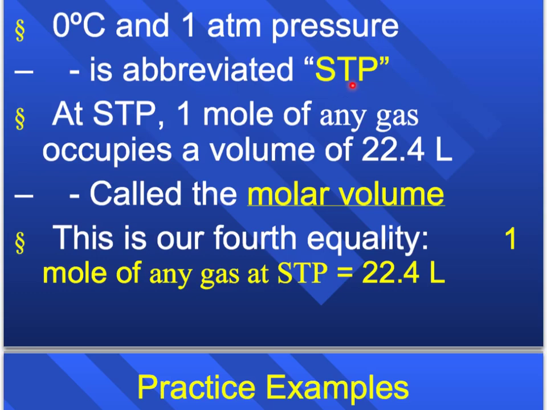And so the standard temperature that we measure at is 0 degrees for gases, and our standard pressure is 1 atmosphere. So at STP, 1 mole of any gas occupies a volume of 22.4 liters. And this goes for all gases. So if I have 1 mole of any gas, doesn't matter what it is, it's going to take up a volume of 22.4 liters. And so this is called the molar volume. So this leads us to our 4th equality that we're going to use to solve these conversion factors, that 1 mole of gas at STP has a volume of 22.4 liters.